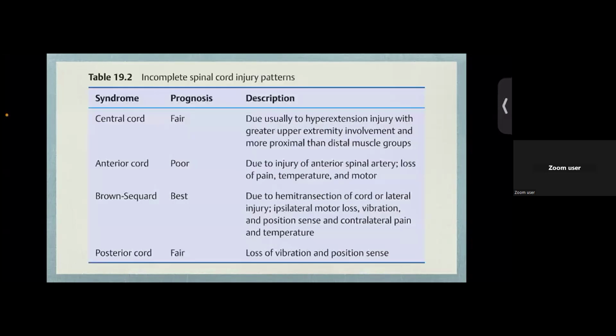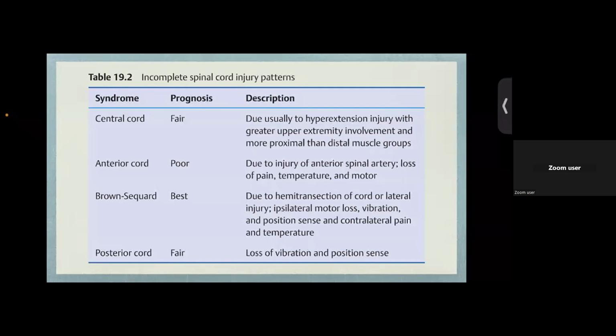This is just a table summarizing the injury patterns that you can have with the spinal cord. You can have a central cord injury, usually due to a hyperextension injury, with greater upper extremity involvement and more proximal than distal muscle groups. The prognosis for this is fair. You can have an anterior cord injury due to injury of the anterior spinal artery, with a loss of pain, temperature, and motor function. Prognosis for this is poor.